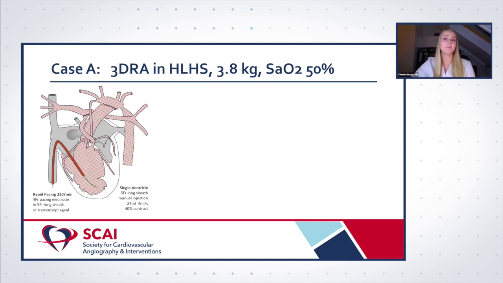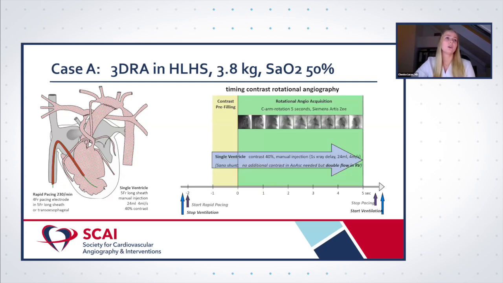The workflow of the rotational angiography is as follows. You stop ventilation and then you start rapid pacing. And then you manually inject a contrast through the long sheath into the right ventricle. And at this point, we use a contrast dilution ratio of 60 to 40, using only 40% contrast agent and 60% saline, as I mentioned earlier as well. And we administered 24 milliliters of contrast with a flow of 4 milliliters per second.